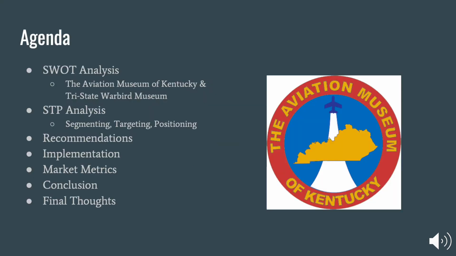All right, so we're going to start with an overview of what this presentation is going to entail. First, we're going to start with the SWOT analysis. My team has done this analysis on the Aviation Museum of Kentucky and a close competitor, the Tri-State Warbird Museum. Then we'll jump into the STP analysis, discussing segmenting, targeting, and positioning. We'll then go into recommendations, implementation, the market matrix, conclusion, and our final thoughts on this project.